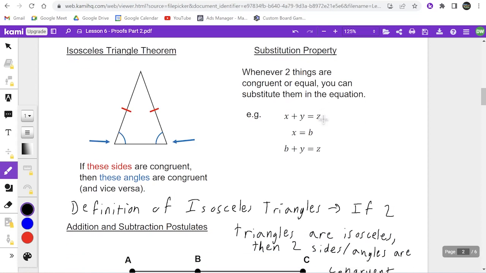Substitution property says whenever two things are congruent or equal, you can substitute them in the equation. As the example I have here, x plus y equals z. I also know that x equals b. So in other words, I can replace this x with b, and that's why I can say b plus y equals z. This is going to come in handy, especially when we're adding sides together, and you'll see what I mean.